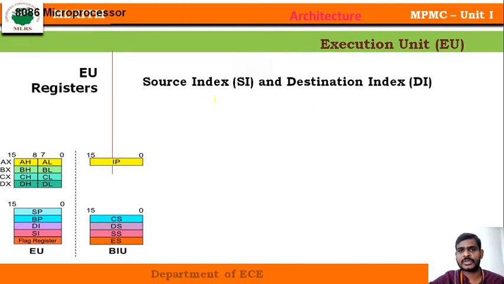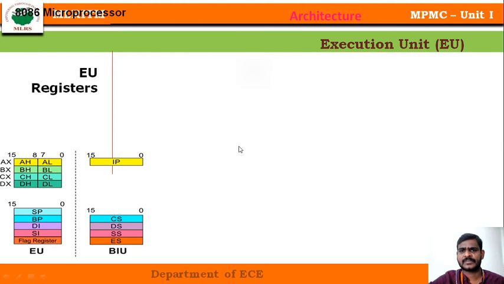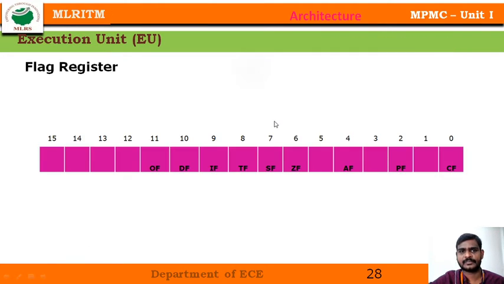Then the source index and destination index are used for indexing an address, and as I said, they are used for any looping operations or jump operations. Then the flag registers. As we said, even though it is a 16-bit register, we are going to use only 9 flags.